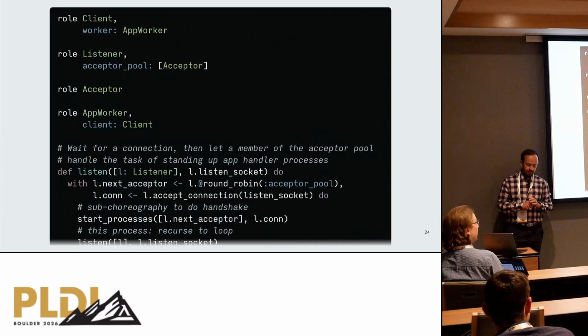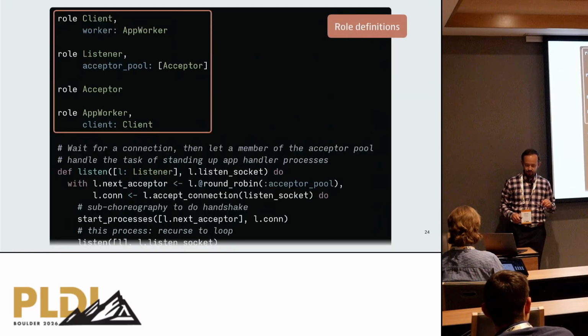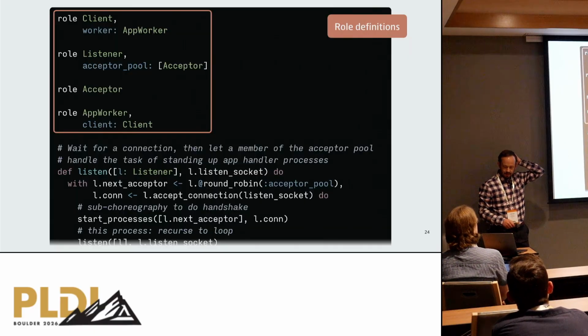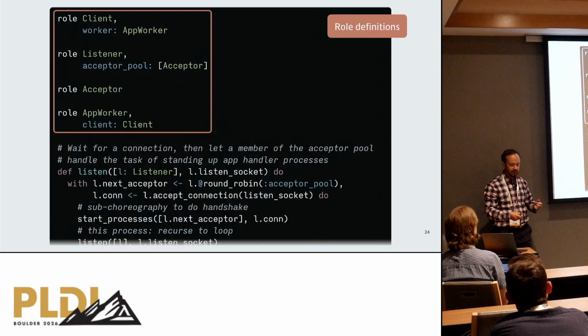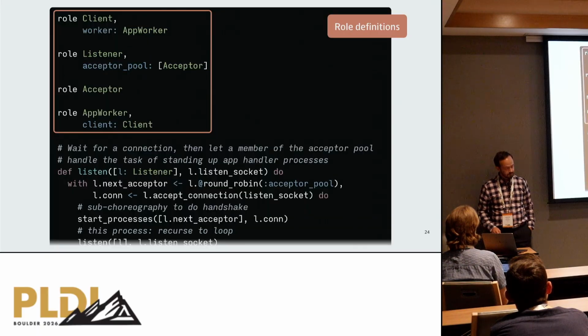So choreographies kind of grow up a little bit. You start off with these role definitions that talk about the kind of actors in your system, and you might need some of these actors to know about other actors. For example, the client should know about its app worker, and the worker should know about its corresponding client. This becomes important when we get to events.